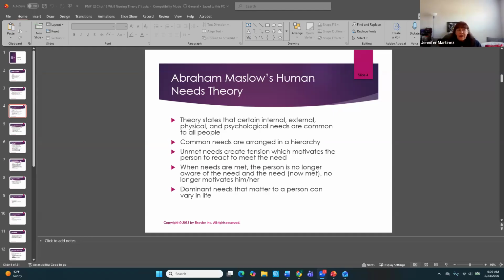Dominant needs that matter to a person can vary in life. So as we get older, as our situations change, the things that we consider the most important needs can change over a period of time.